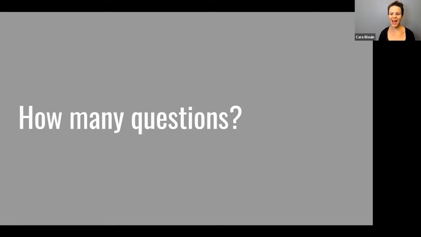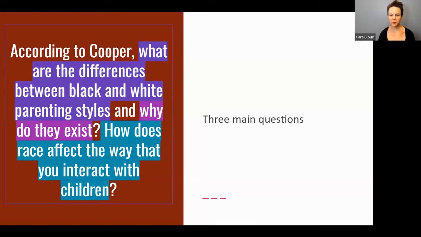When you look at a prompt for an essay, the first thing you need to do is figure out how many different questions are in the prompt. Most essay prompts have more than one question. This one has 3. The first question it asks is, what are the differences between Black and white parenting styles? The second one is, why do they exist? They being the differences. The third one is, how does race affect the way that you interact with children?